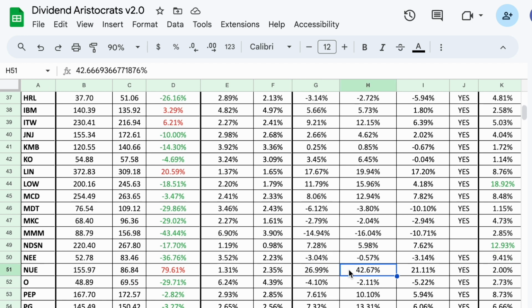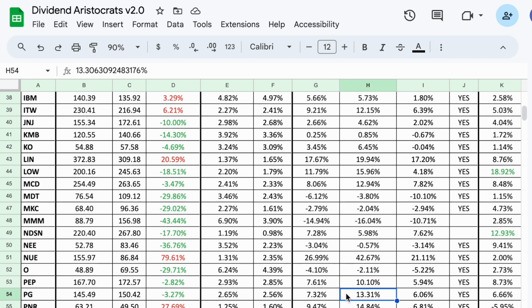Nucor passes the test with a pretty big margin, with a return of 42.67% while undervalued, compared to 26.99% overall. Realty Income passes the test with a return of minus 2.11% while undervalued, compared to minus 4.1% overall. Pepsi passes the test with a return of 10.10% while undervalued, compared to 7.61% overall.